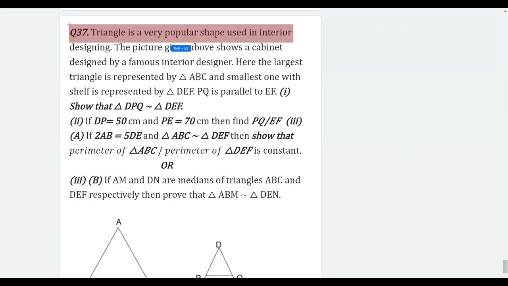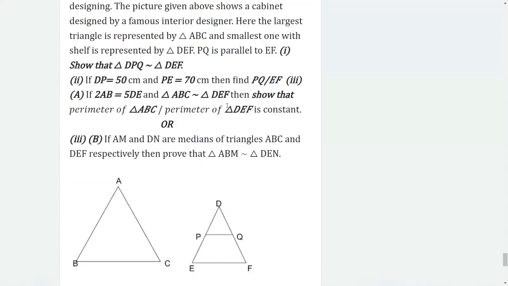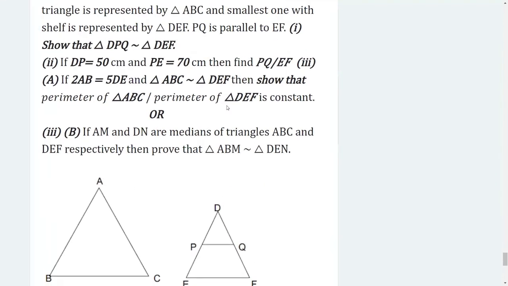The next question is 37. Now you can see that we are given this statement: triangle is a popular shape used in interior designing. The picture given below shows a cabinet designed by a famous interior designer. Here the largest triangle is represented by triangle ABC and the smallest by triangle DEF. Also it's given that PQ is parallel to EF. Let me magnify this figure.